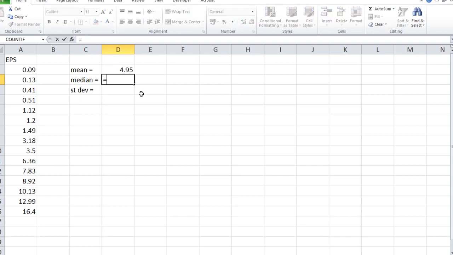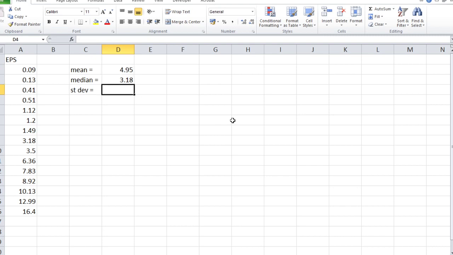Median, very easy in Excel: equals, median, open the brackets, again, enter the data over here. And we see the median is actually smaller than the mean, so perhaps there is some skewness in the data. We'll have a look at the skewness coefficient soon.